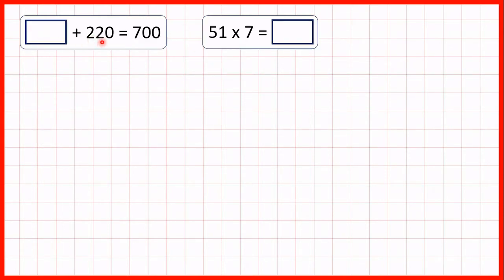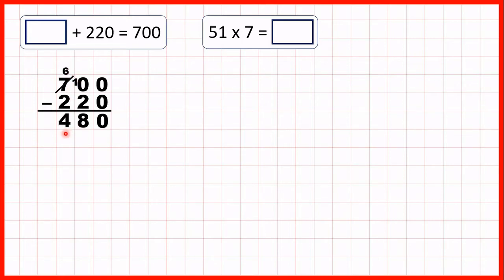Now something plus 220 equals 700. So we have a missing number addition, and whenever you have a missing number addition, you always use subtraction to find your answer. So we need to work out 700 minus 220. 0 minus 0 is 0. We can't do 0 minus 2, so we go to the left, 1 less, 1 in front. 10 minus 2 is 8, and 6 minus 2 is 4. So our answer is 480. Then, if we wanted to check, we could write out 480 plus 220 and check that we got 700 as our answer.